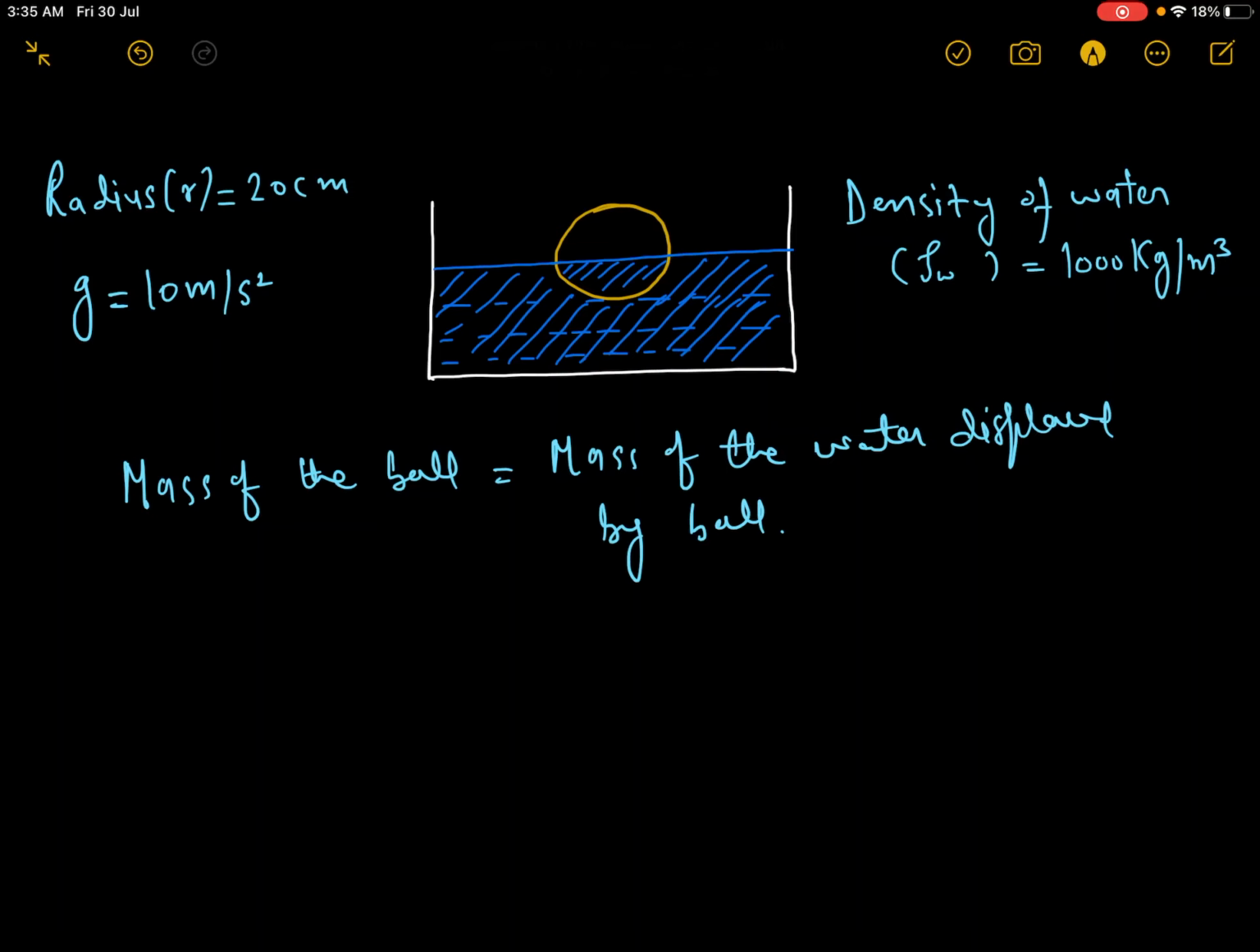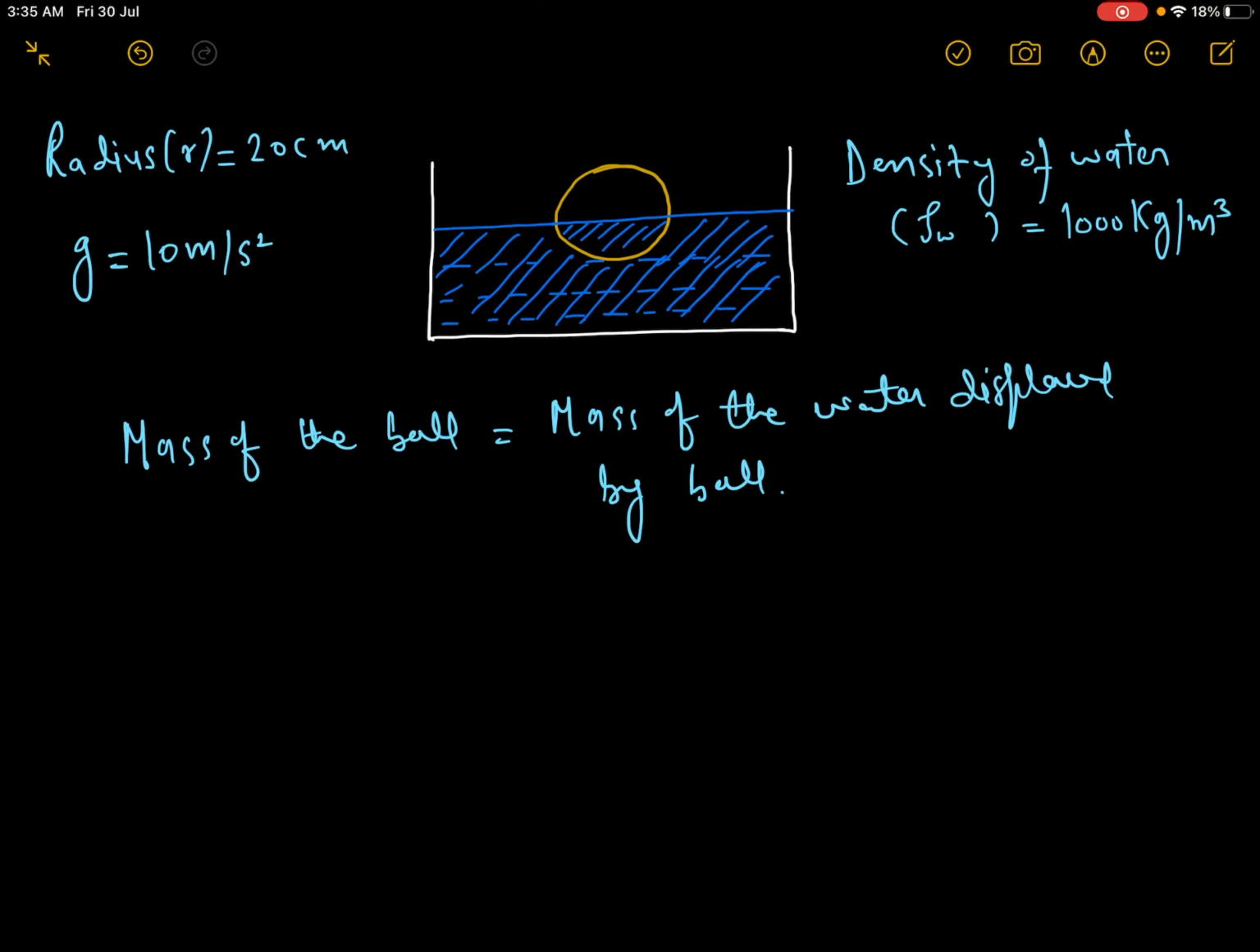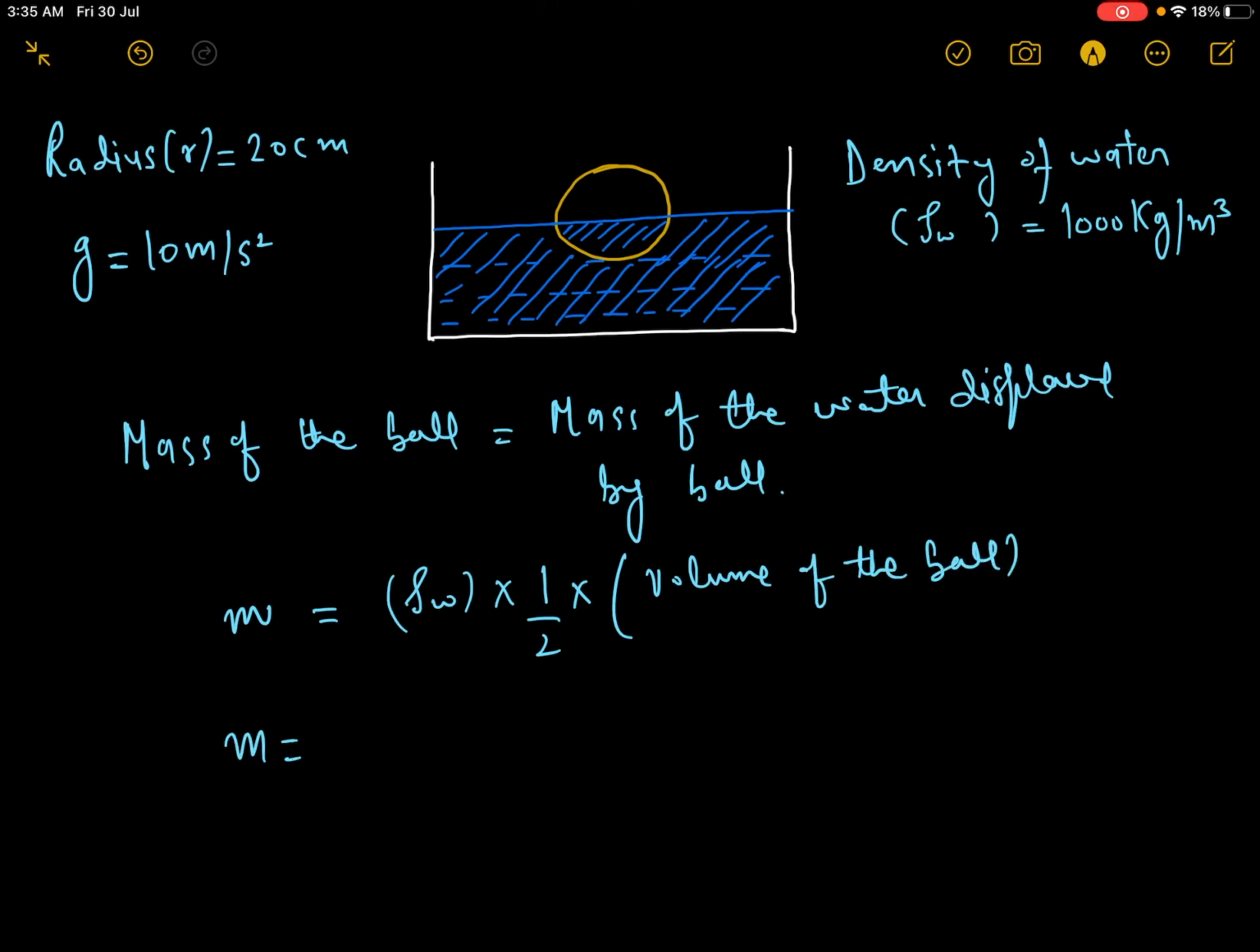So if I represent the mass of the ball by m, I can write that m is equal to density of the water, that is rho w, multiplied by half of the volume of the ball. M equals rho w to half. So we consider that the radius of this ball is r, so you can say that the volume of the ball will be 4 by 3 pi r cube.